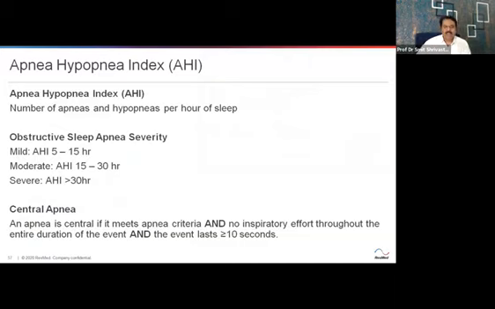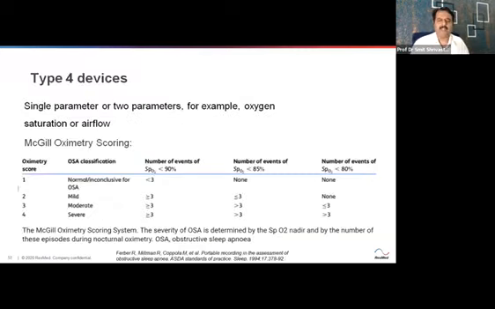Central apnea is when there are no respiratory efforts throughout the entire duration of the event, and it lasts more than 10 seconds. Type 4 devices are the ones which have come recently, around 3 years ago. They are in use, and these are primarily for screening. So they do not give us much information, but it's like CT coronary angiography. If that is normal, it assures you that the person is fine, so they come with a high negative predictive value. If these devices do not pick up anything abnormal, then the likelihood of the person being normal is high.